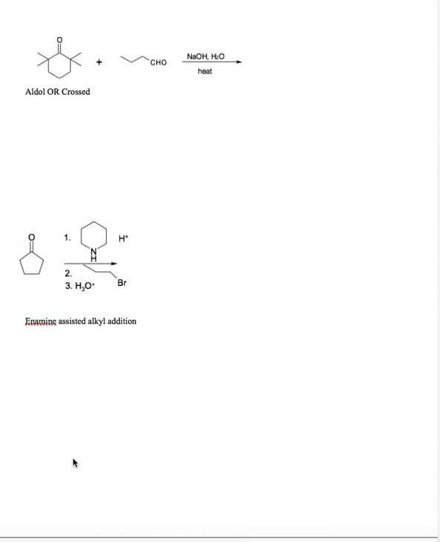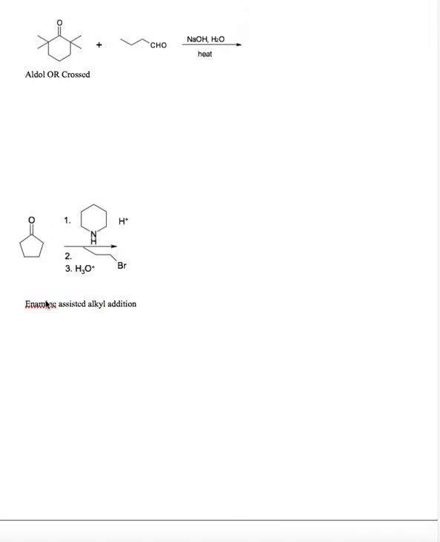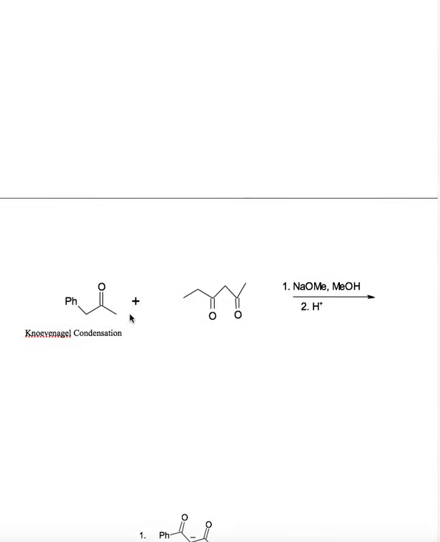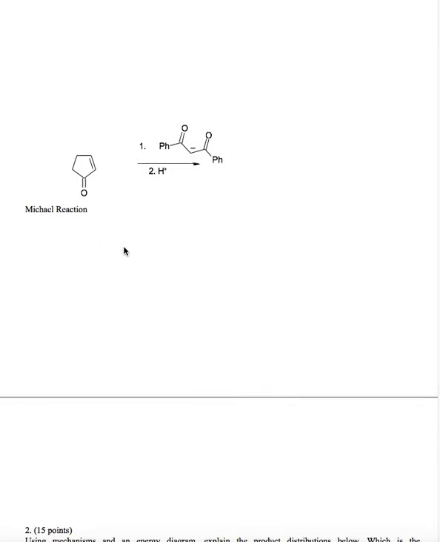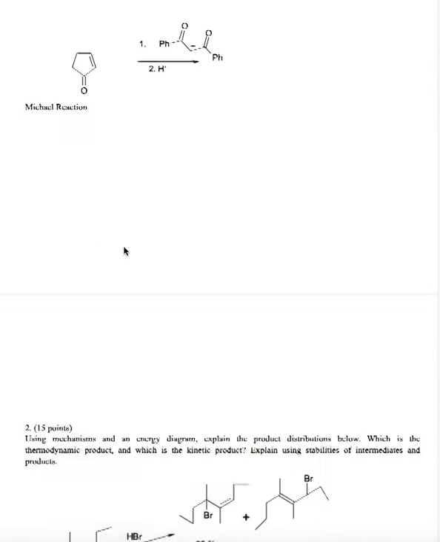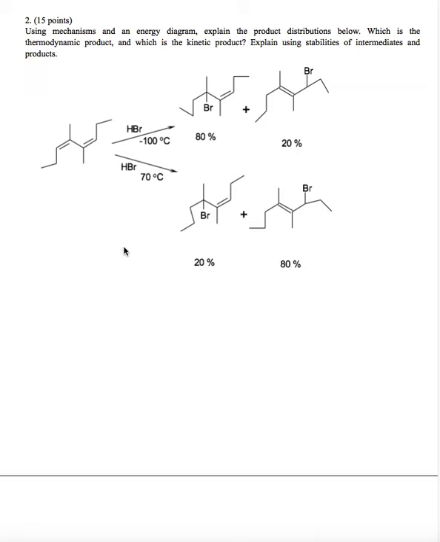The next thing you get is an aldol or crossed aldol condensation. This one here happens to be a crossed aldol condensation. Over here we've got the enamine assisted alkyl addition. You'll get one of those as well. You'll get a Knoevenagel condensation. You'll get a Michael reaction. Down here you're going to have some sort of problem that involves a diene competition reaction, and you'll be required to come up with an energy diagram that explains the distribution of these products.